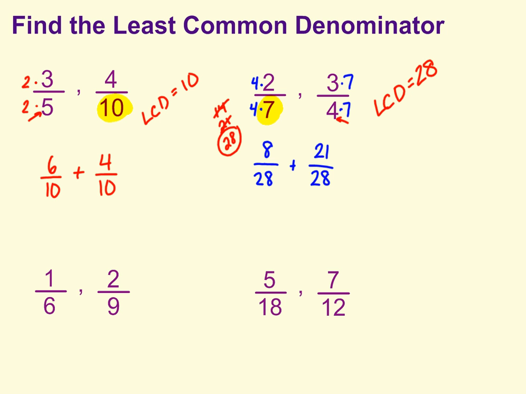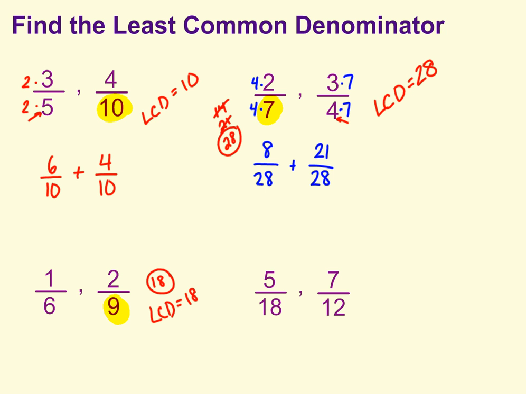Alright, let's look at another example. We have 1/6 and 2/9. Looking at the bigger denominator, does the 6 fit into a 9? No, it doesn't, so we keep looking at multiples of 9. 9 times 2 is 18. Does 6 fit into 18? Sure does, so our least common denominator will be 18.